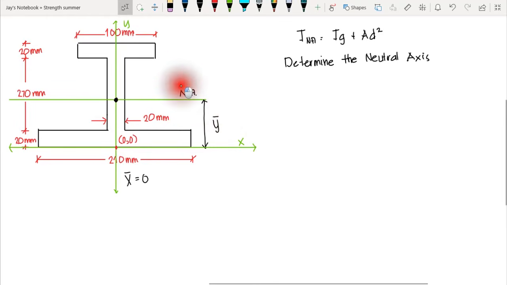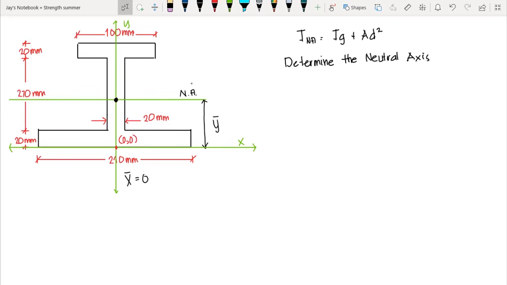So how are we going to compute for the neutral axis here? We can just use Varignon's theorem, and according to Varignon's theorem, the summation of all the moments at any point of the forces acting on a body is equal to the moment of the resultant at that particular point.